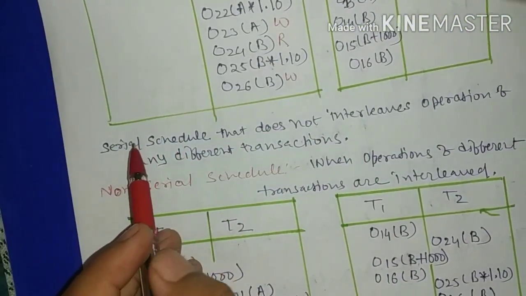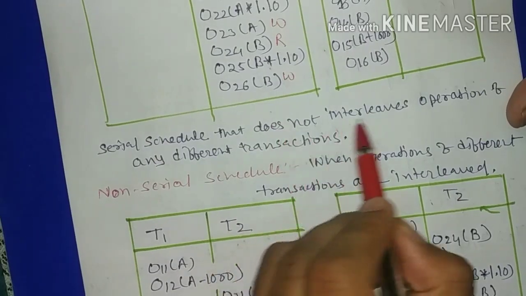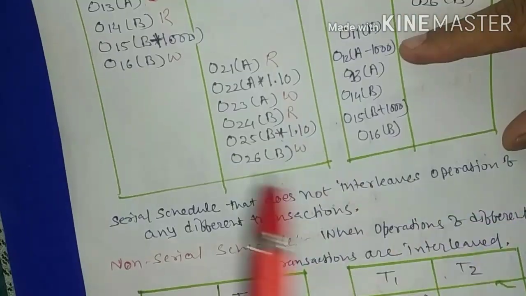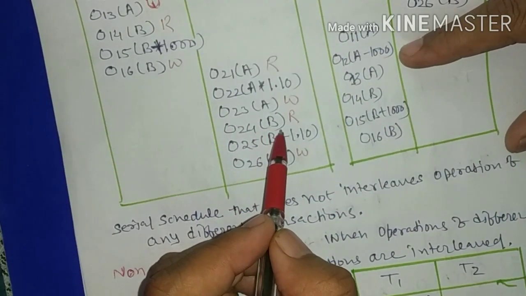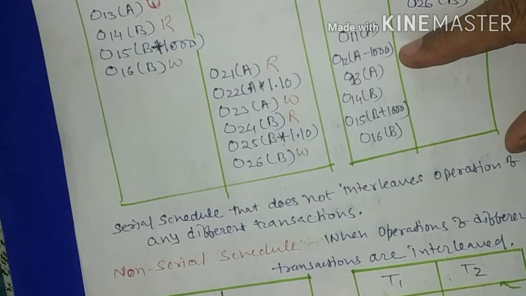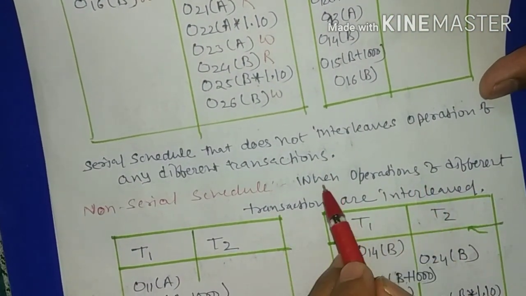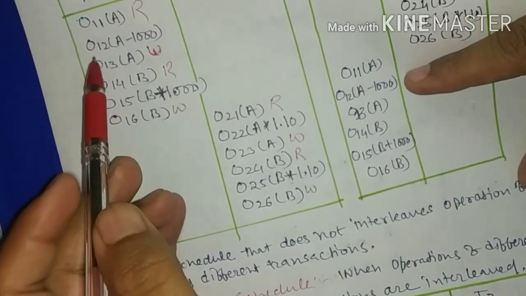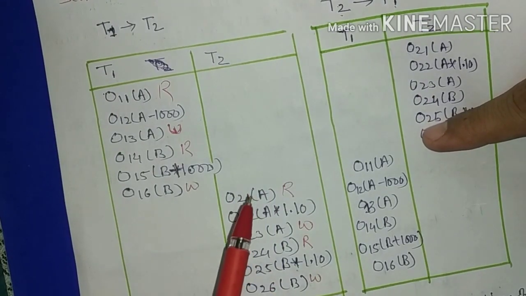In other words, a serial schedule does not interleave the operations of any different transactions. Here there is no interleaving between operations of different transactions. It's called a serial schedule. In a non-serial schedule, the operations of different transactions are interleaved. When the operations of transactions T1 and T2 are interleaved, then we call this schedule a non-serial schedule.